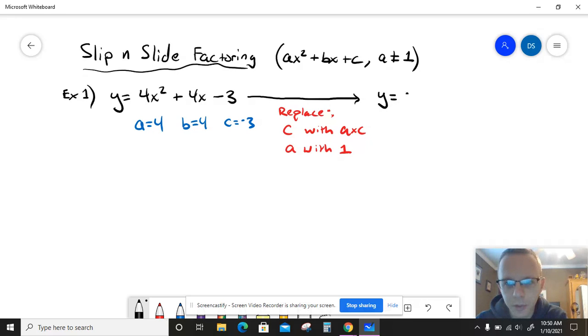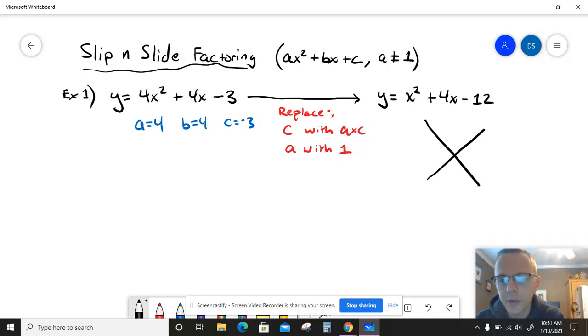So a becomes 1, so we have 1x squared. We're not doing anything to b, so 4x, and we replace c with a times c. So instead of -3, we're going to write -12, which is -3 times 4. Okay, and then this we can factor.